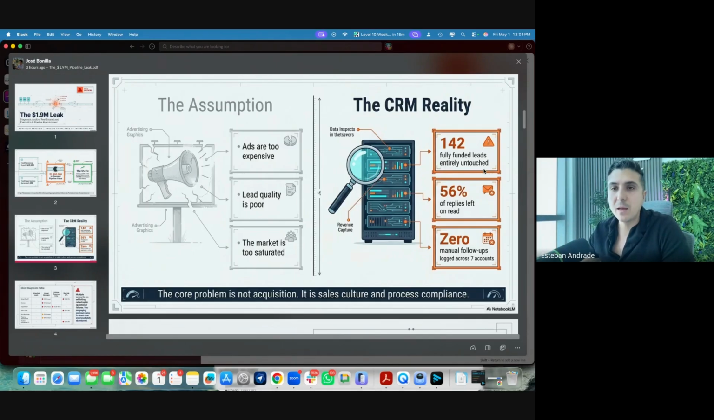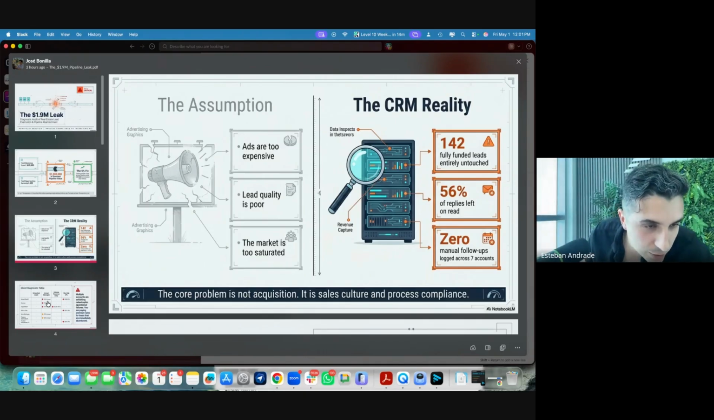This is crazy. 56% of replies from sellers were left unread. 56%. And there were zero manual follow-ups aside from the automated follow-ups that already exist, right? There are automated follow-ups, and there are obviously responses. We have to be able to respond to these people, right? And there were zero manual follow-ups in 7 accounts. Insane.